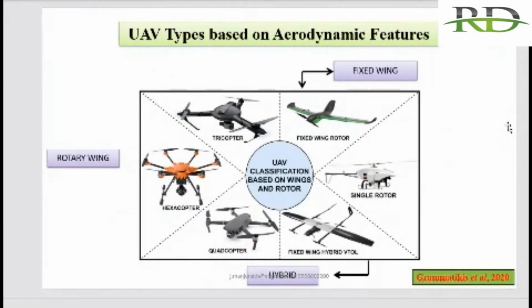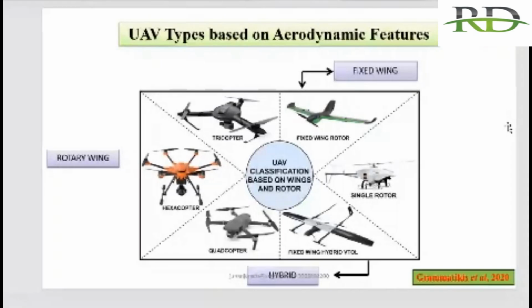Based on aerodynamic features, drones can be divided into rotary wing, fixed wing, and hybrid mode. Rotary wing means just like a helicopter, with the drone moving from upside to downside. Fixed wing means just like an aeroplane, we can fly the drone just like an airplane.